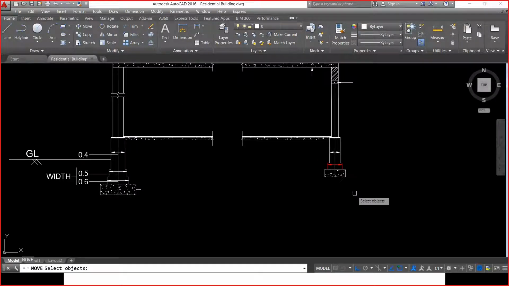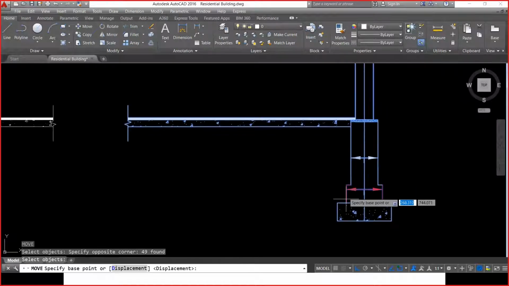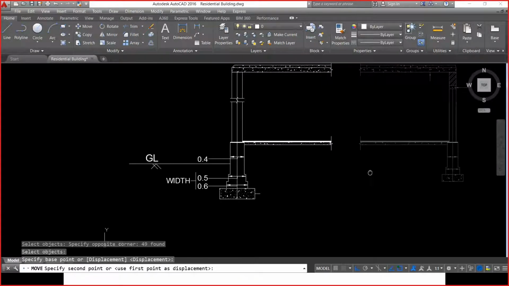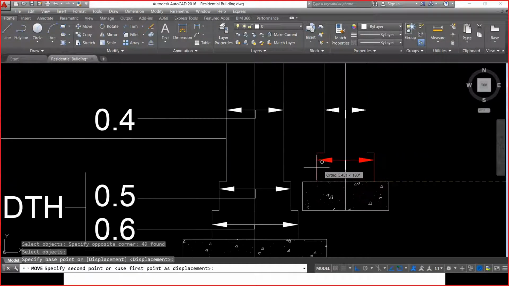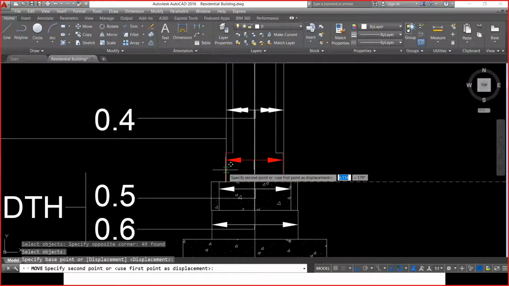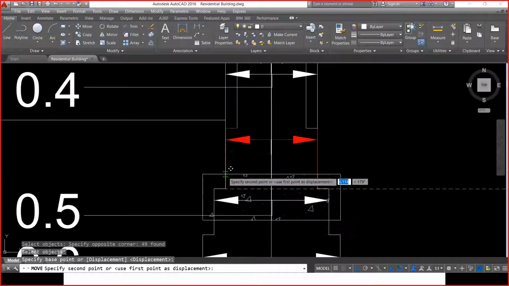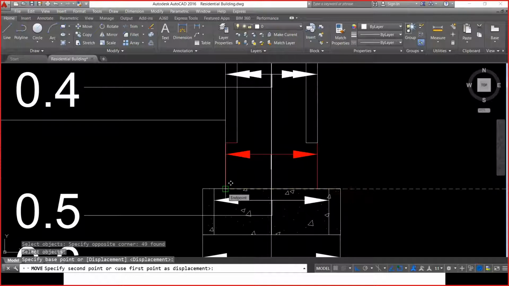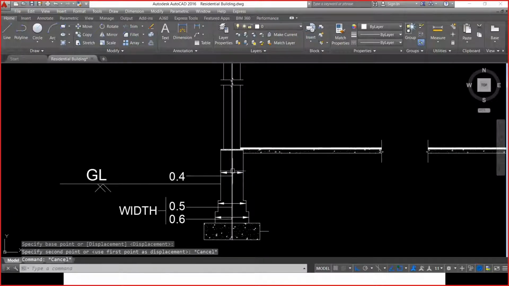Red color is overlapping some area of the main wall. Let's check what it is overlapping. It is overlapping the plinth. It is overlapping the plinth area, right? The width it is overlapping is 0.4 meter.